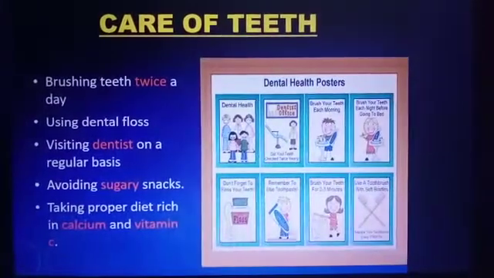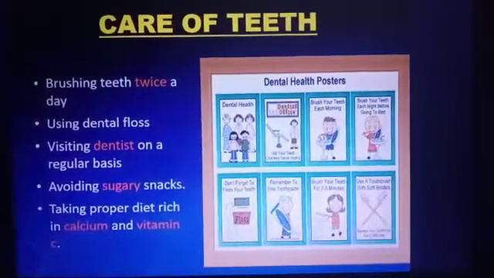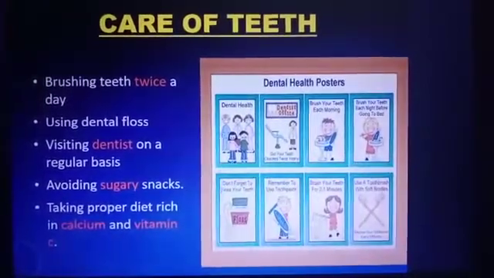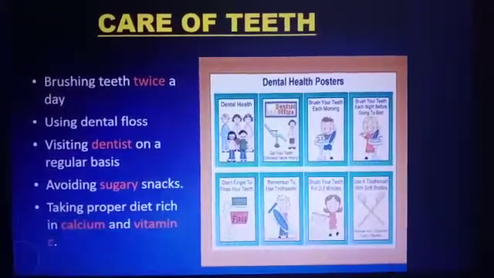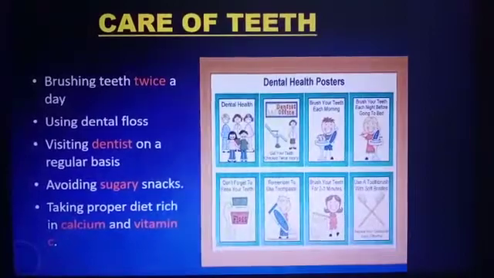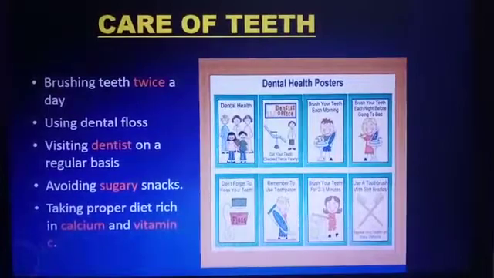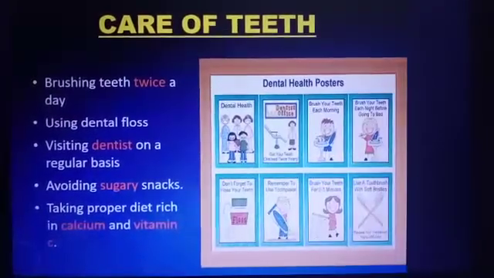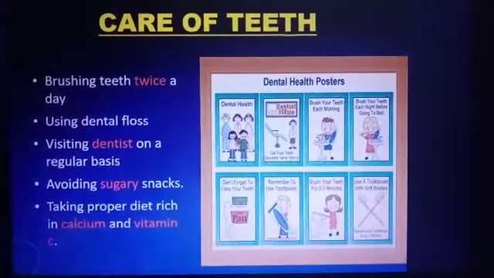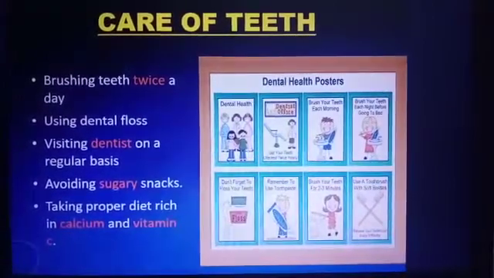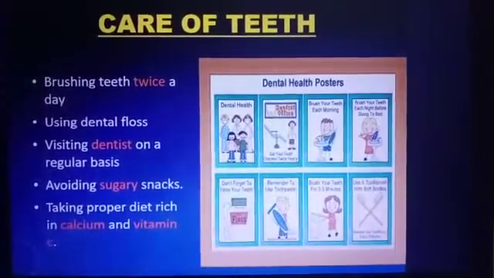We have to take care of our teeth. How? Let's see. Brushing our teeth twice a day. 2 times we have to brush our teeth, in the morning and at night. Using dental floss. We have to use dental floss in order to take out whatever is left in between our teeth after eating food. Visiting dentist on a regular basis. After 6-7 months, we should go to the doctor and get our teeth checked. Avoid sugary snacks. We should not eat too many toffees, chocolates and sweets.